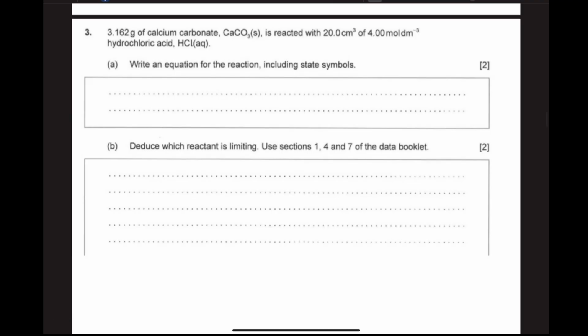Next, we are moving on to question 3. So we have 3.162 grams of calcium carbonate, which reacts with 20 cm3 of 4 mol dm-3 HCl. We have to write the equation including state symbols. So CaCO3 is a solid. It reacts with HCl, which is aqueous, to give you CaCl2, which is aqueous, CO2, which is a gas, and H2O, which is a liquid. To balance it, I just have to put a 2 in front of HCl. That will make 2 hydrogen and 2 Cl, and the rest remains the same.